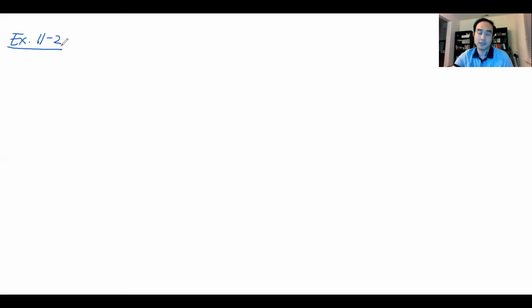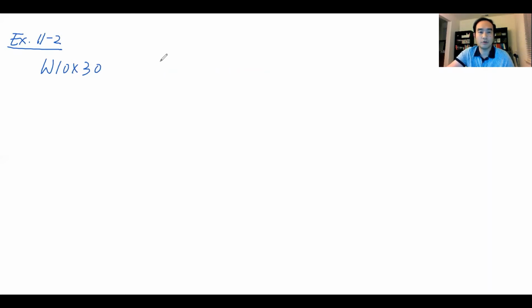Okay, so again, we're gonna treat this member as a beam column because we have both axial force and the bending moment. So the section is given as W 10 by 30. And this is a beam column. We have both.